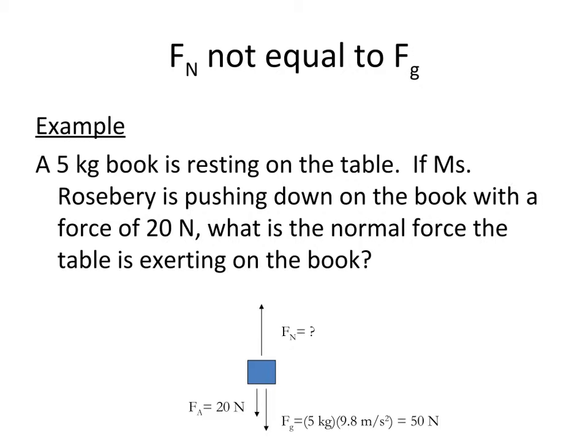Well, let's look at our free body diagram. Here we've got the normal force, the magnitude of which is unknown. We have our applied force, which is 20 newtons downward, and we can calculate the weight of the book, which we find to be 50 newtons, also downward.